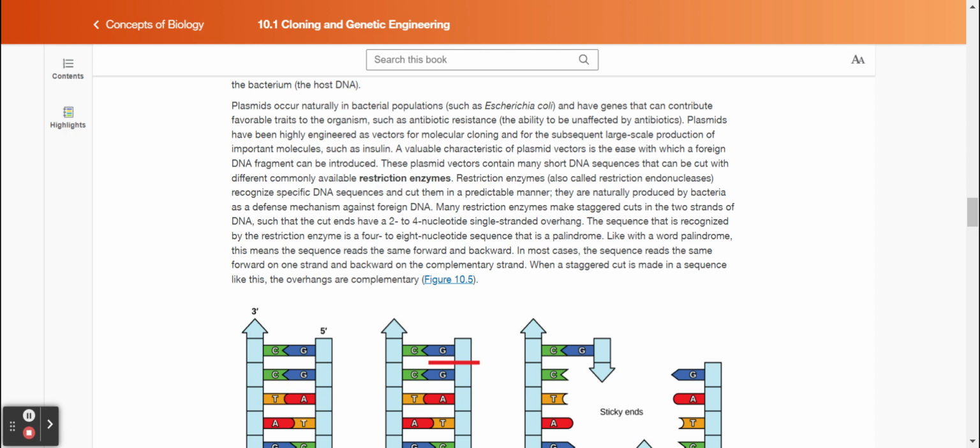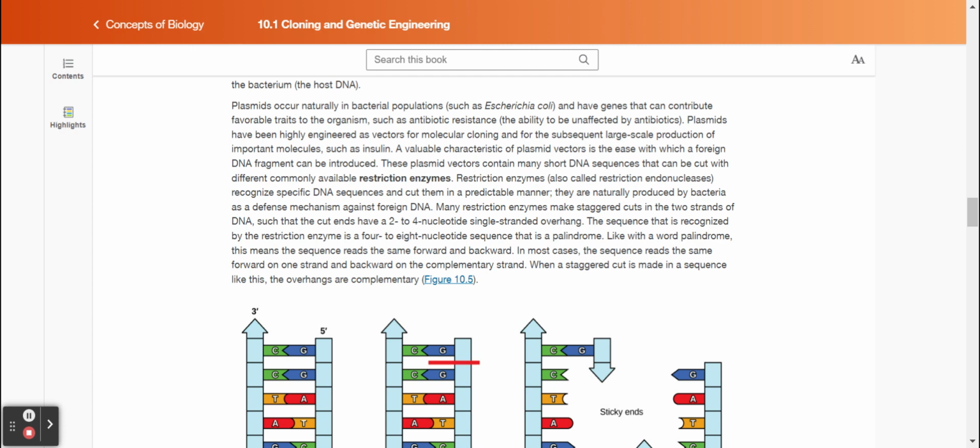These plasmid vectors contain many short DNA sequences that can be cut with different commonly available restriction enzymes. Restriction enzymes, also called restriction endonucleases, recognize specific DNA sequences and cut them in a predictable manner. They are naturally produced by bacteria as a defense mechanism against foreign DNA. Many restriction enzymes make staggered cuts in the two strands of DNA, such that the cut ends have a 2 to 4 nucleotide single-stranded overhang.